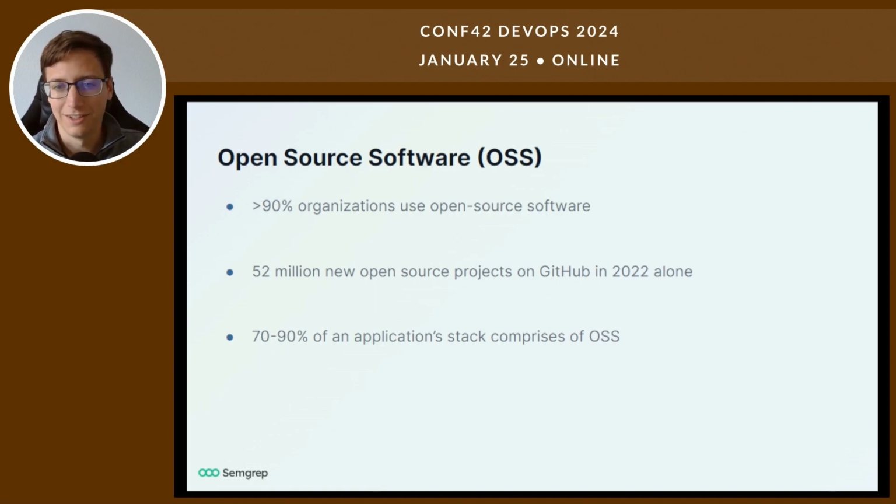So, does your organization use open source code? Almost definitely. If you don't, I honestly don't know how you get anything done. Might be a testament to my own software developer skills, but I know for a fact that without open source code, I would not be getting anything done. In 2022 alone, GitHub recorded over 52 million new open source projects.